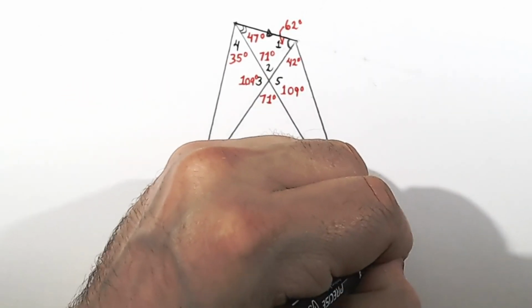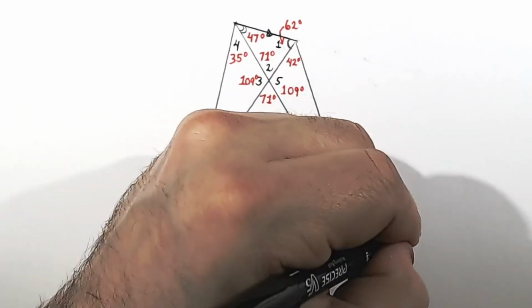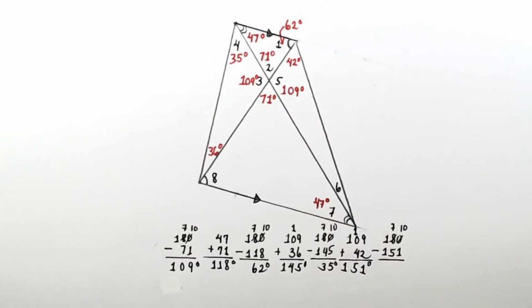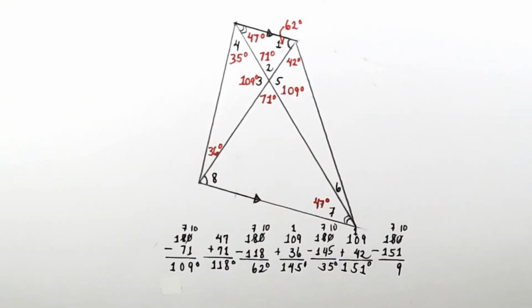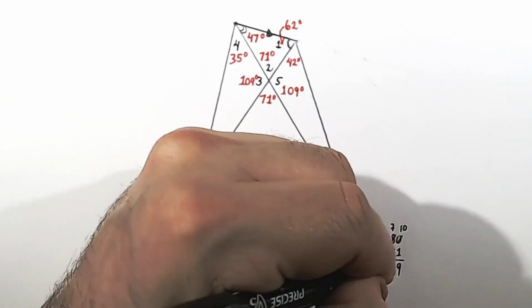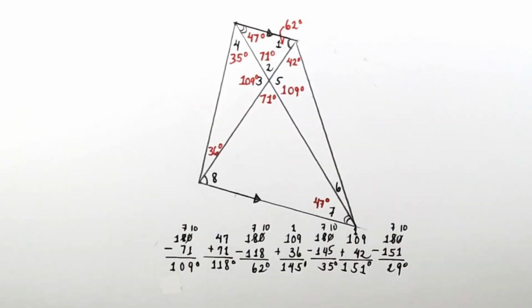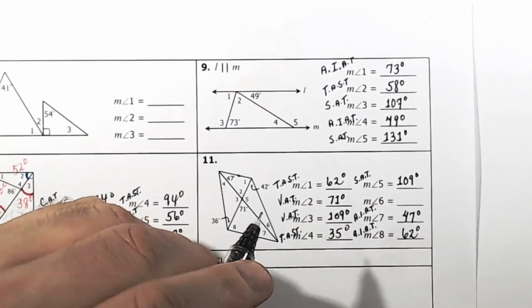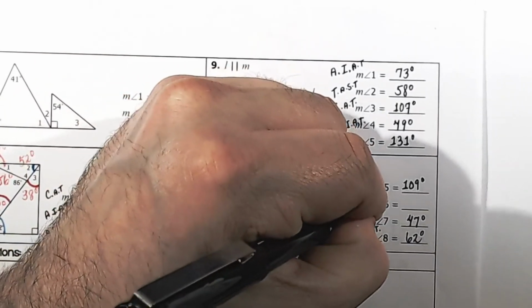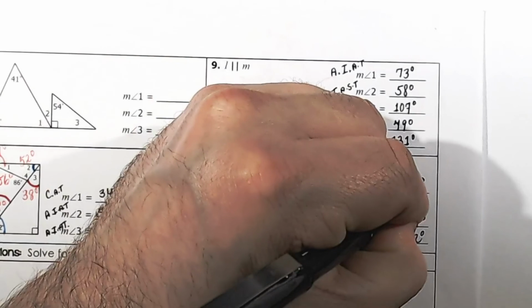We'll borrow from the 8, make it a 7. Make the 0 into a 10. 10 minus 1 is 9. And 7 minus 5 is 2. So we have angle 6, finally, to be 29 degrees by the triangle angle sum theorem. Angle 6 is 29 degrees.